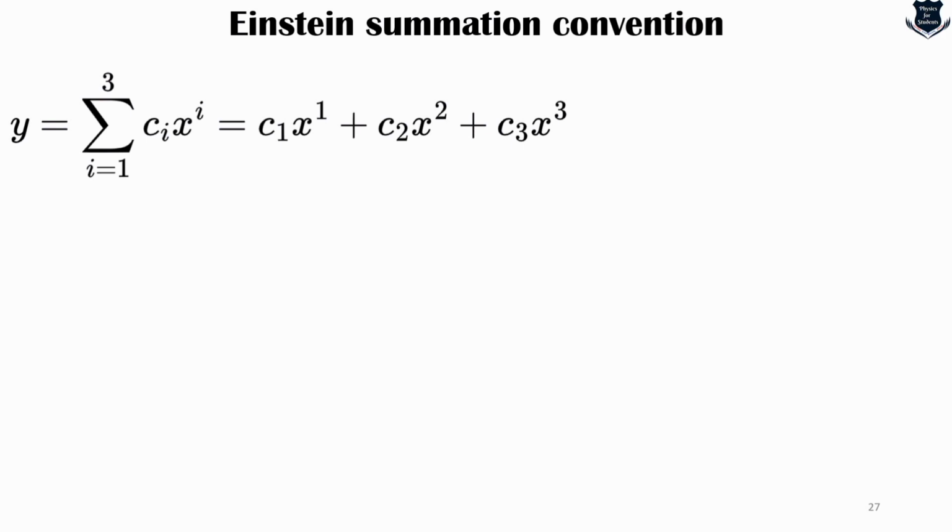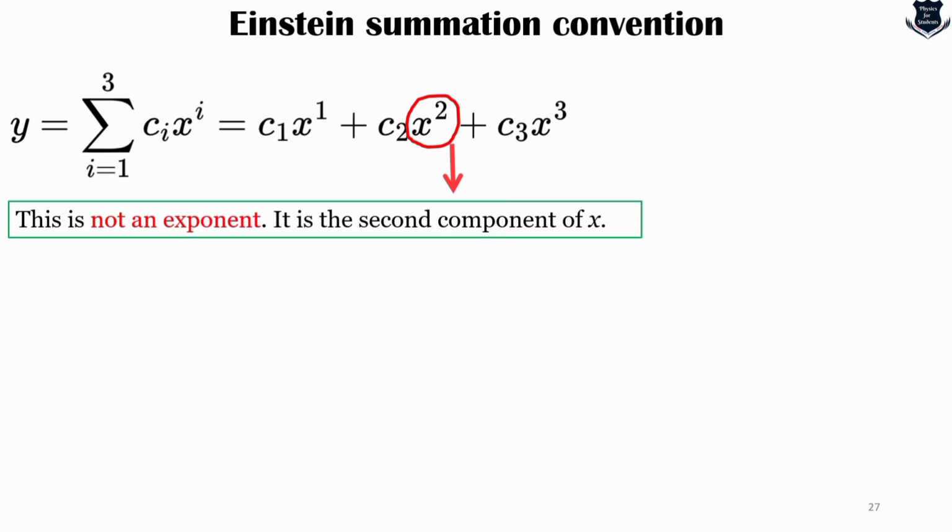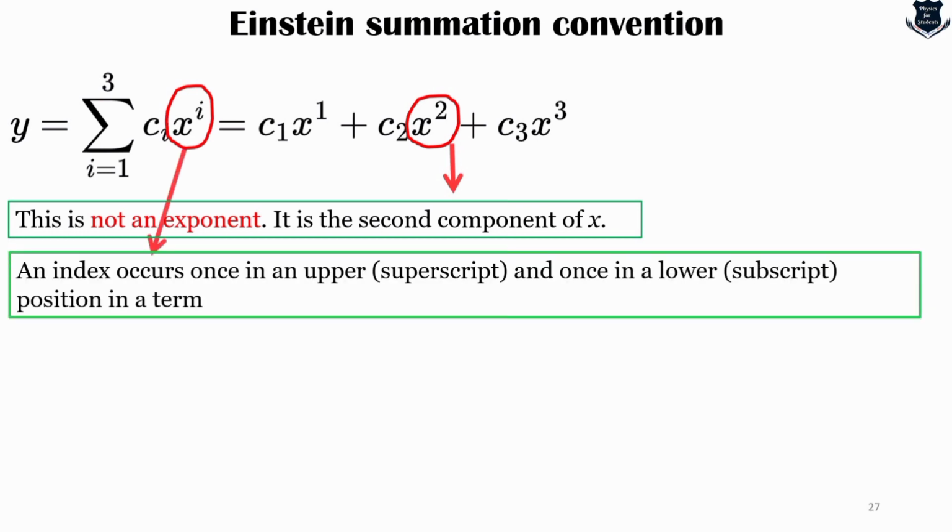Now, one very important thing is that when you look at this expression, do not take x to the power 2, or x squared, as an exponent. It is the second component of x. And this xi is basically an index which occurs once in an upper superscript and once in a lower subscript position in a term. This is a very common misconception that it is x squared. No, it is not x squared. It is the second component of x.